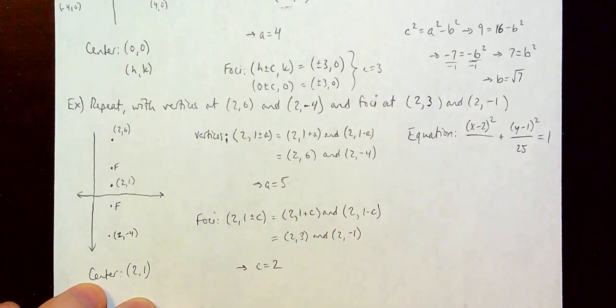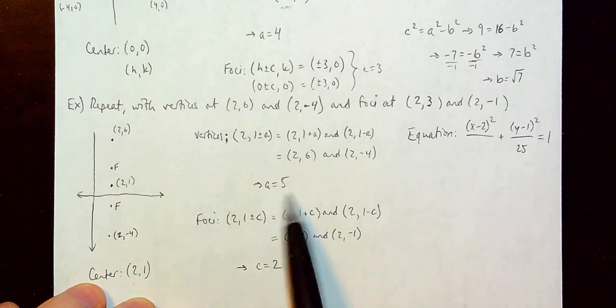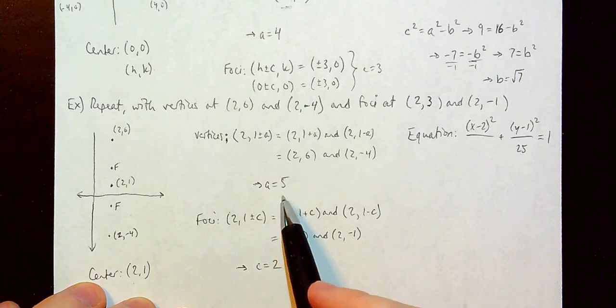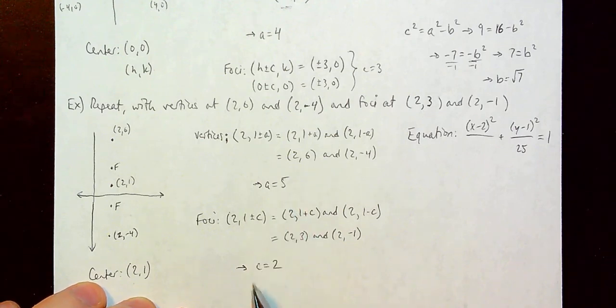Now, it doesn't matter whether we had a horizontal major axis or a vertical major axis. Your C value, the one showing up in our foci, is just the distance from your center to either of your two foci. The A value is simply the distance from the center to either of your two vertices. So we have our A value that's known. We just found our C value.